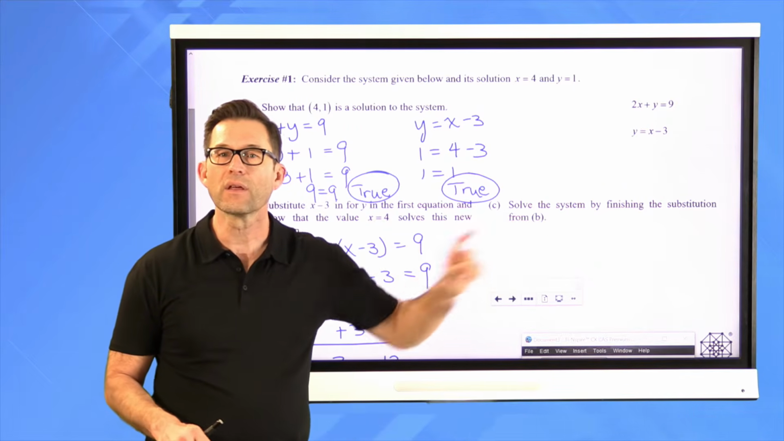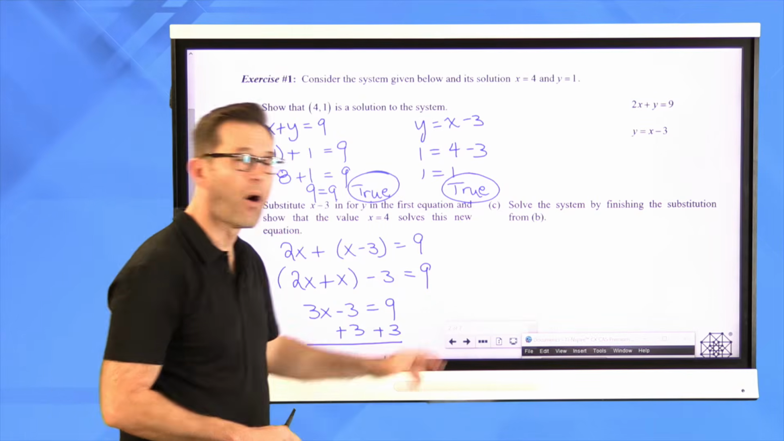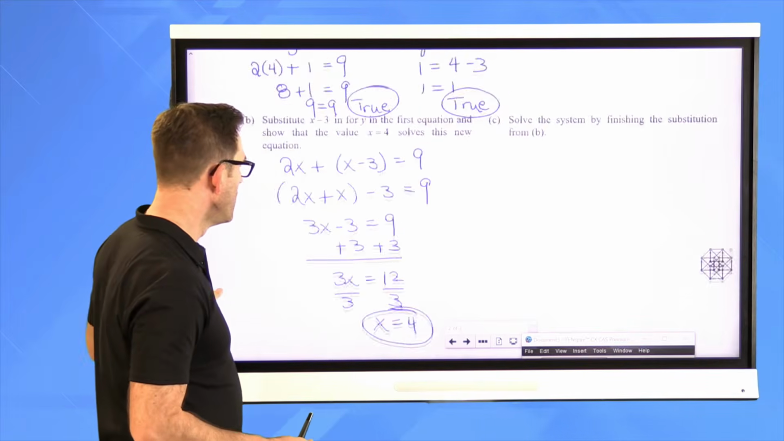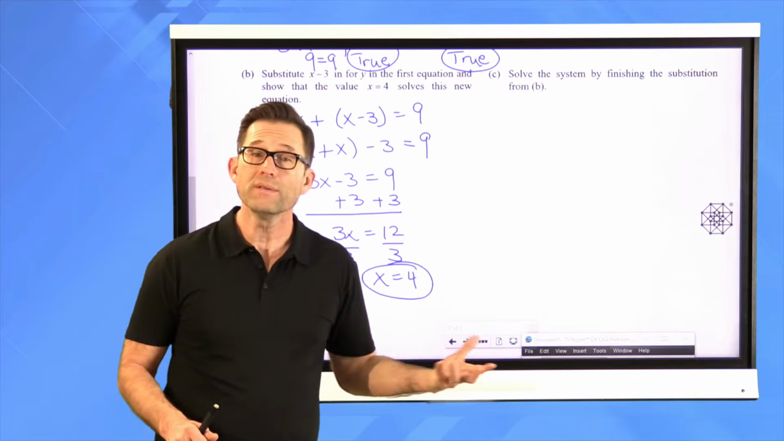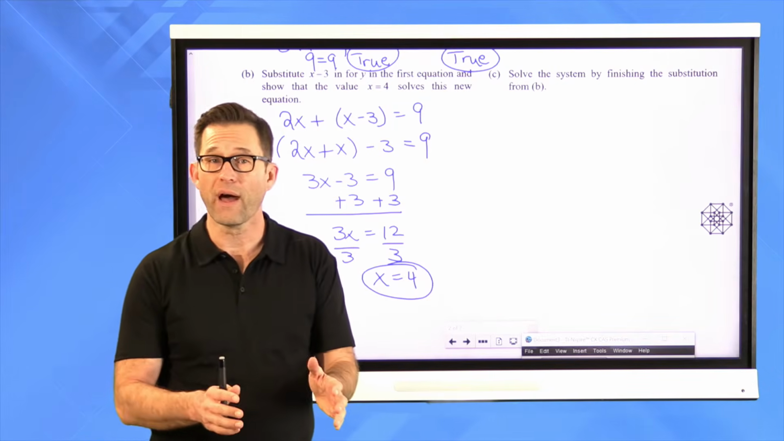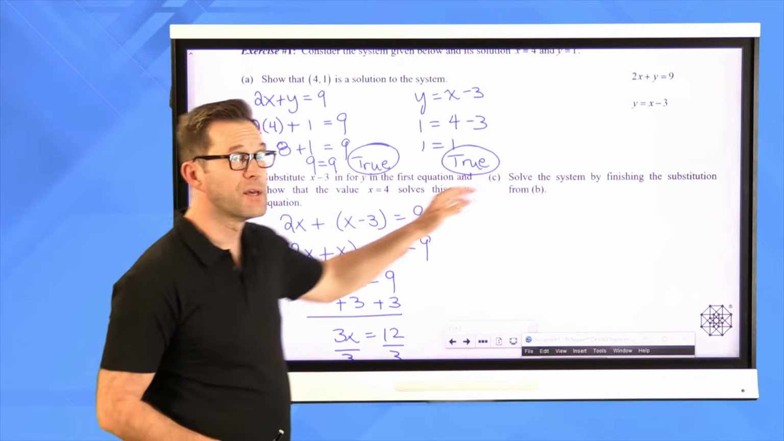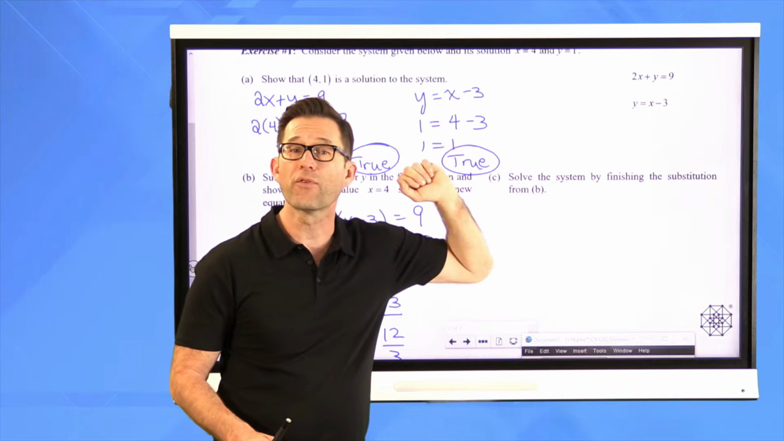Now let's take a look at letter C. Solve the system by finishing the substitution from B. All right, so I kind of did part of that already. I found that x was equal to 4. The question is, how do I finish the substitution? Well, once I know one of the variable values, I can take that value and substitute it into either one of these two equations to solve for the other variable value.